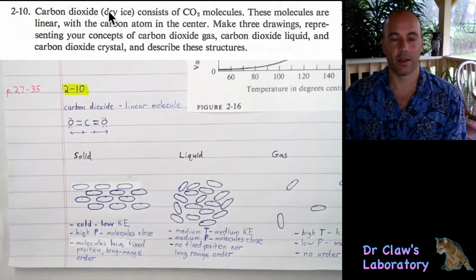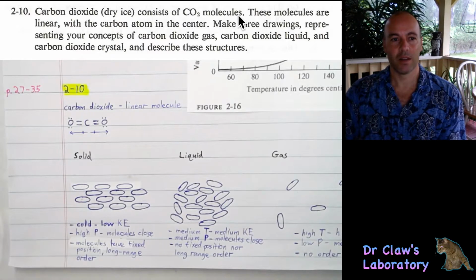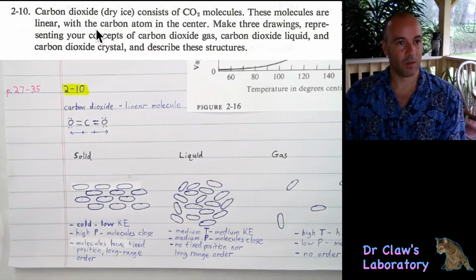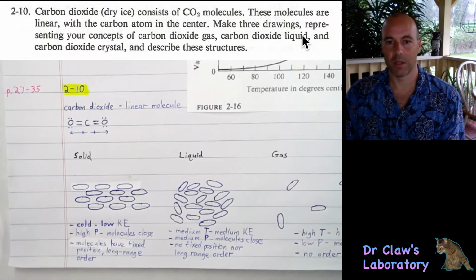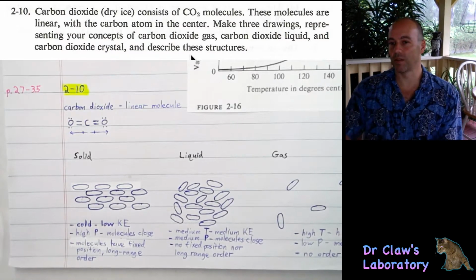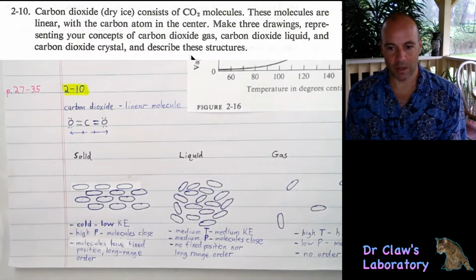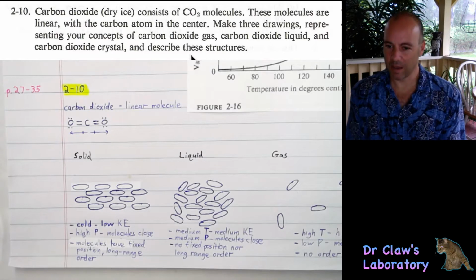Carbon dioxide, dry ice again, consists of CO2 molecules. These molecules are linear, with the carbon atom in the center. Make 3 drawings representing your concepts of carbon dioxide gas, carbon dioxide liquid, and carbon dioxide crystal, and describe these structures. So, as always, everyone's answer will be a little bit different. I'll give you my take on this.